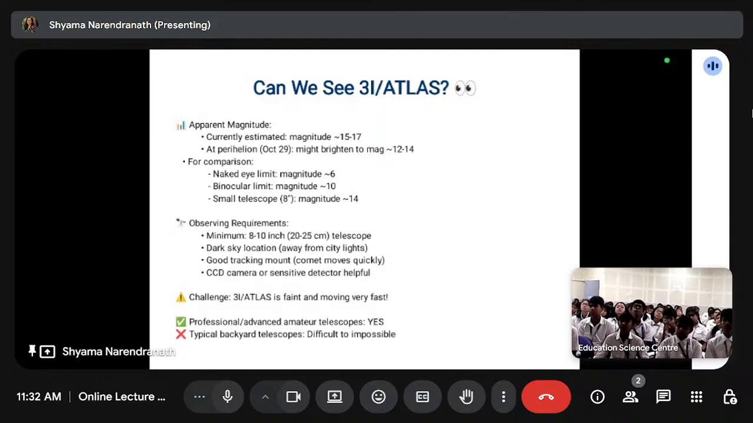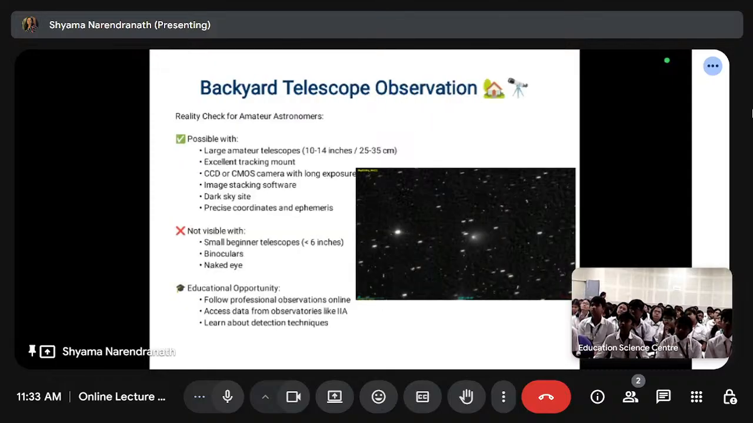Our limit is 6. If you have binoculars, that is about 10, and a small telescope, 14. So you can't see this with a backyard telescope. You at least need probably a 10-inch telescope to try and see it, in a very dark location. And it's moving very fast, so you will have to track it. If you really want to try, you have to look at a pretty big telescope, have a really good tracking mount, and a dark sky site. And the ephemeris is available online, so you can look at that.